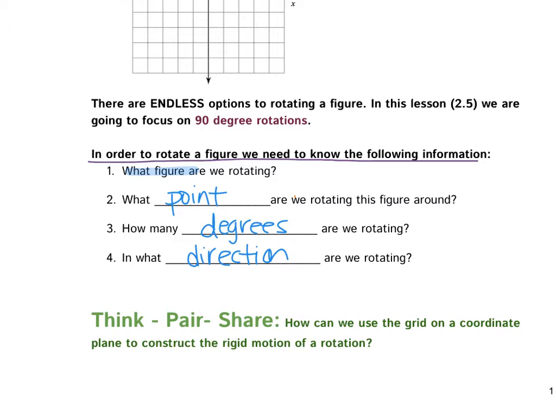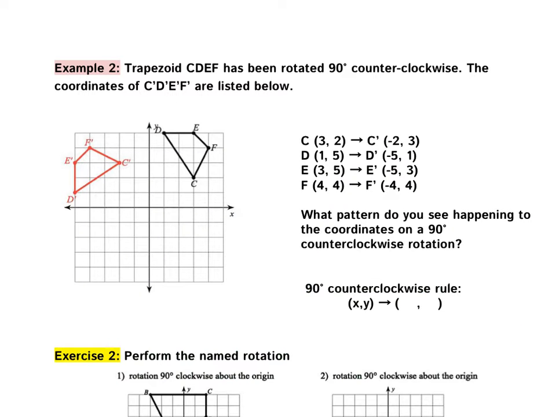In example 2, trapezoid CDEF, so that's this one, has been rotated 90 degrees counterclockwise. The coordinates of C prime, D prime, E prime, F prime, which is this one, are listed below. What pattern do you see happening in the coordinates on a 90-degree counterclockwise rotation?